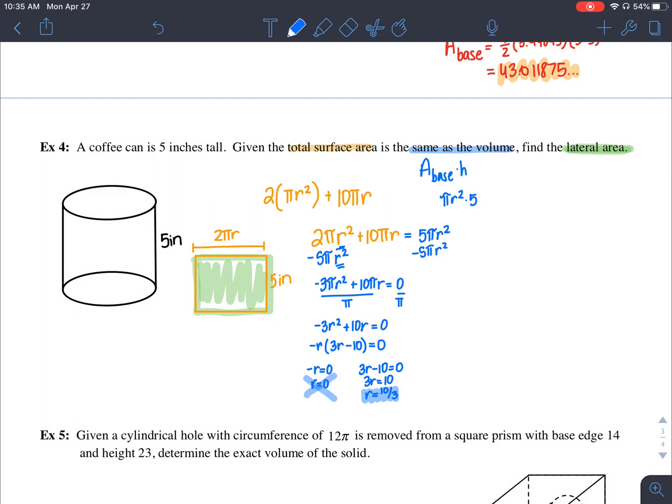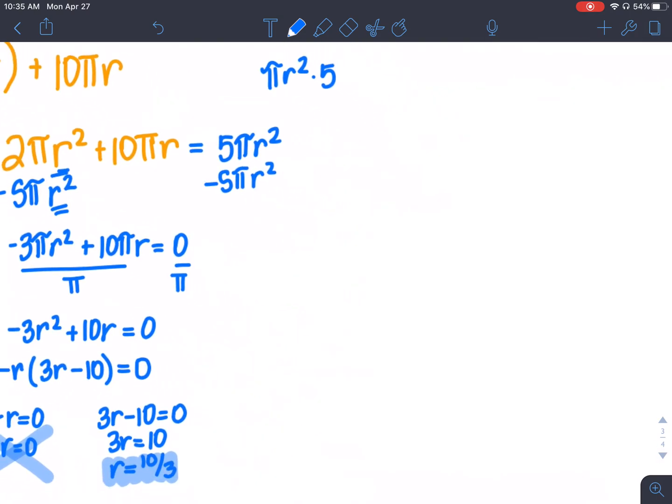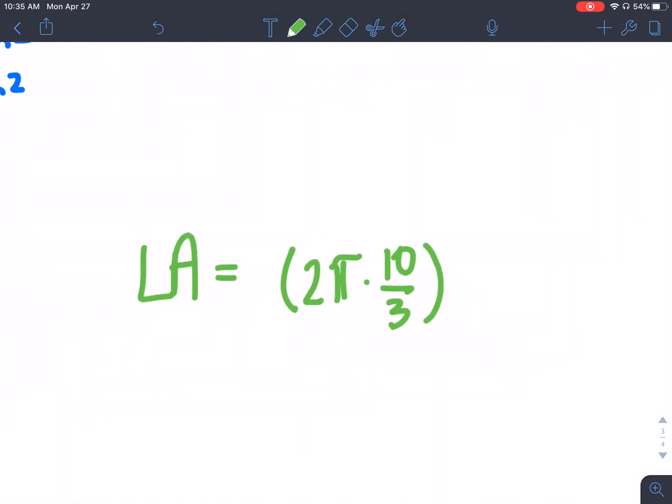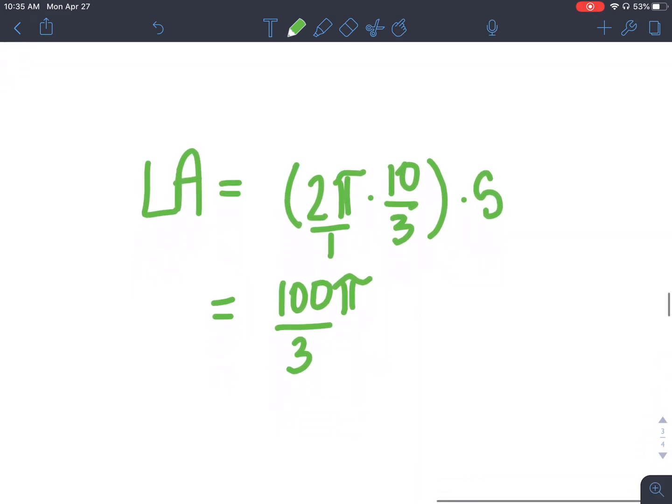So now I know that's 2 pi r times 5. I'm going to change my colors. Lateral area equals the circumference of my circle, so 2 pi, and then we just found my radius is 10/3, and then times my height, which was 5. So if I multiply that all together, 100 over 3 pi. And then if I think about my units, that was an area, so inches squared.